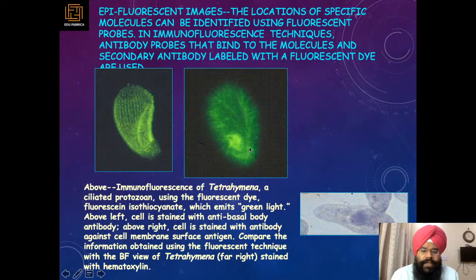Above right is the cell stained with the antibody against cell membrane surface antigens, and we can compare both Tetrahymena cells in these conditions. And this one is stained with hematoxylin, and we are seeing the cells like that. So mainly it helps to check things with the fluorescent dye. That's how the epifluorescent microscope works.